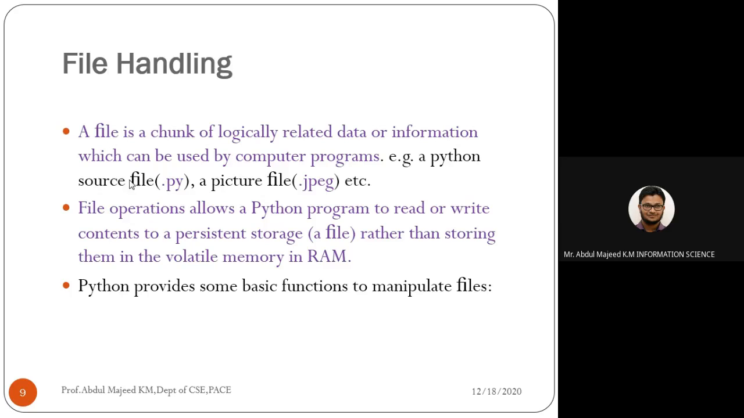File operations allow a Python program to read or write content to a persistent file rather than storing it in volatile memory, in RAM. So we can store information in a file and use it whenever required. Python provides some basic functions to manipulate files. There are mainly four functions: first the open function, second the read function, third the write function, and fourth the close function. We are going to discuss all four functions.